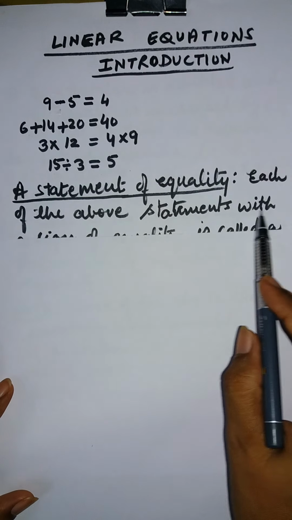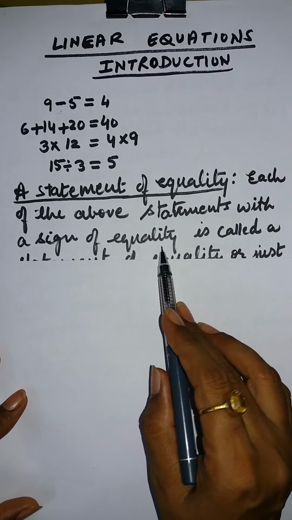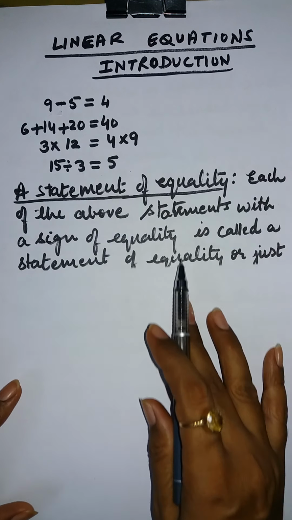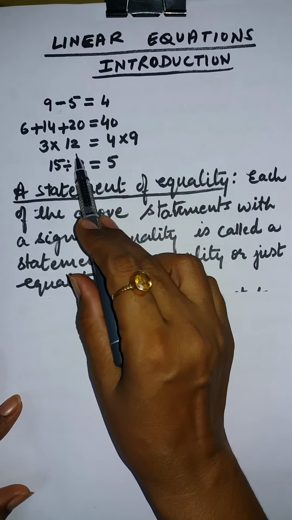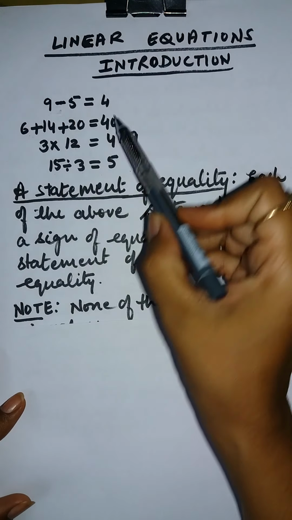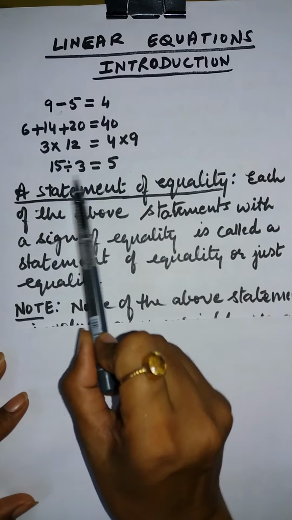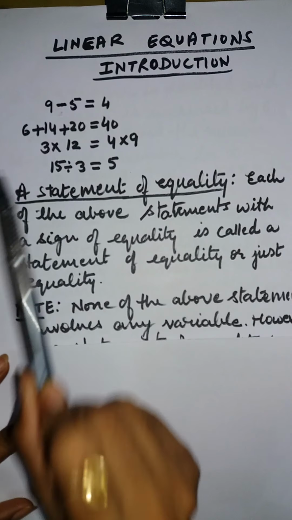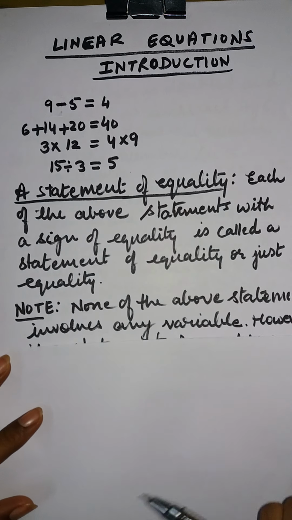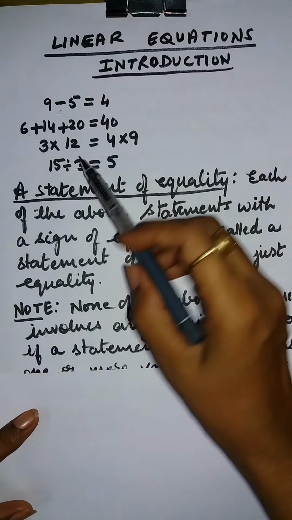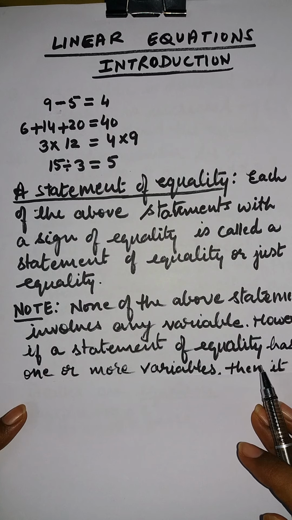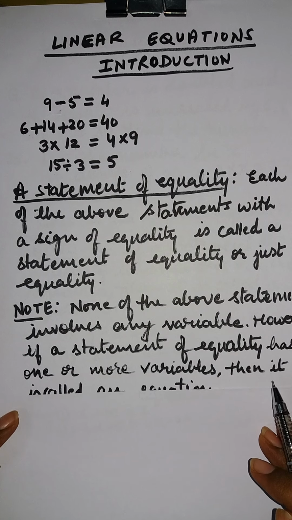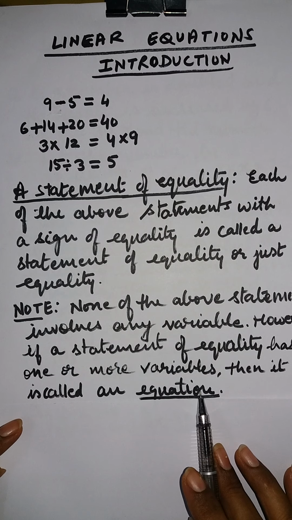Each of the above statements with sign of equality is called statement of equality or just equality. None of the above statements involves any variables. However, if a statement of equality has one or more variables, then it is called an equation.